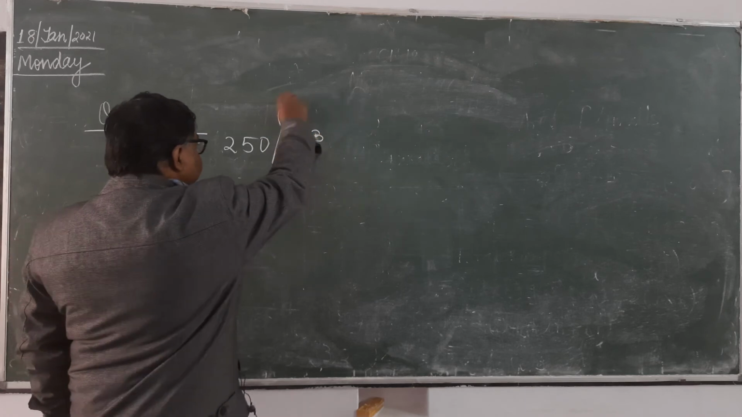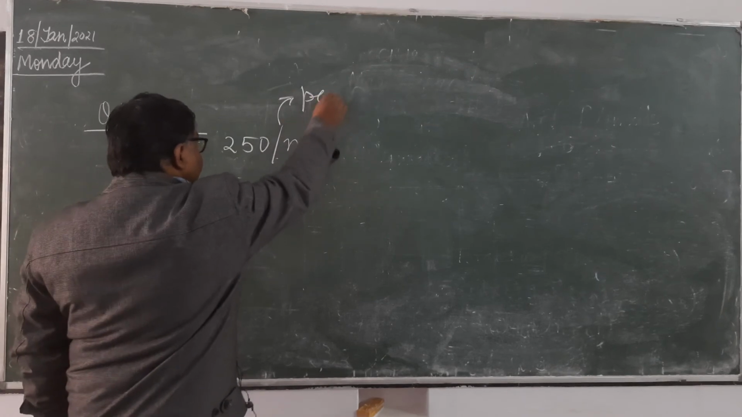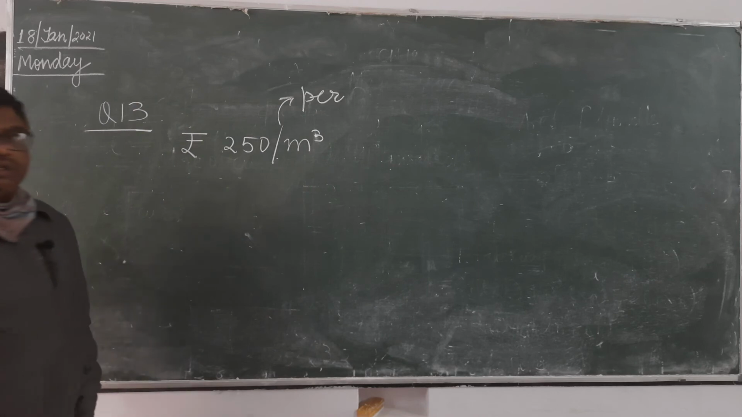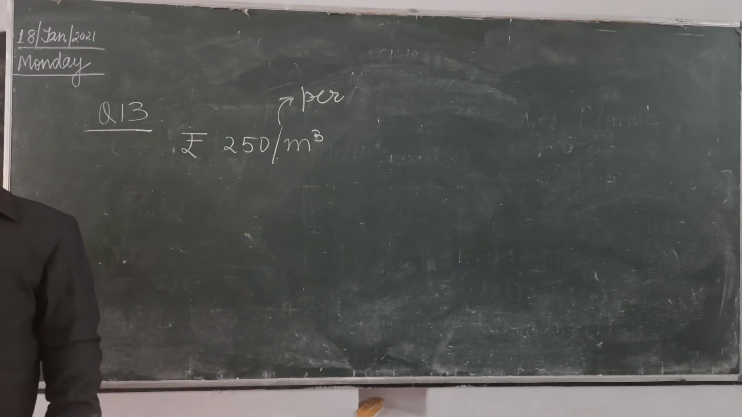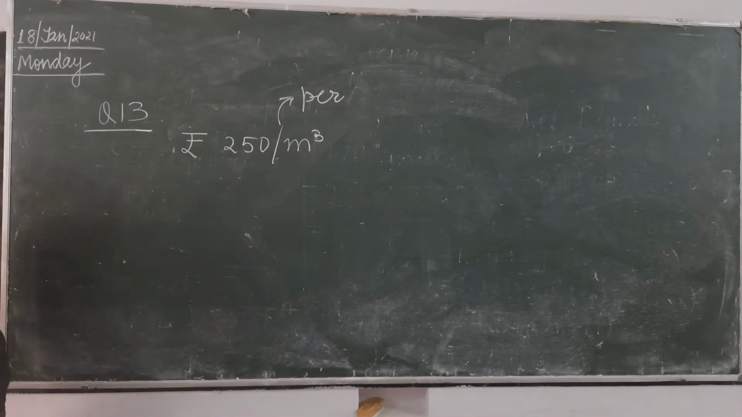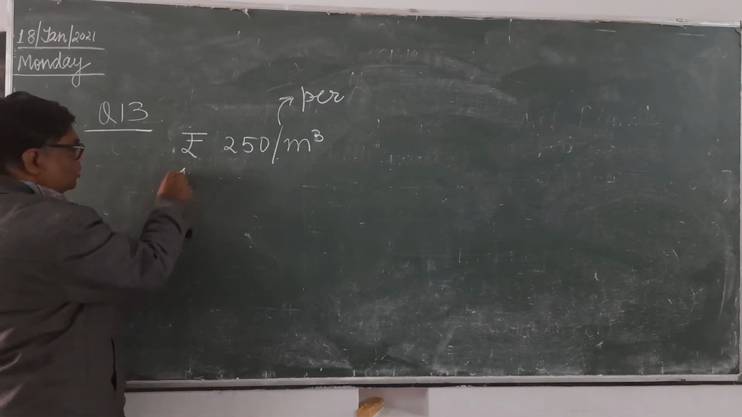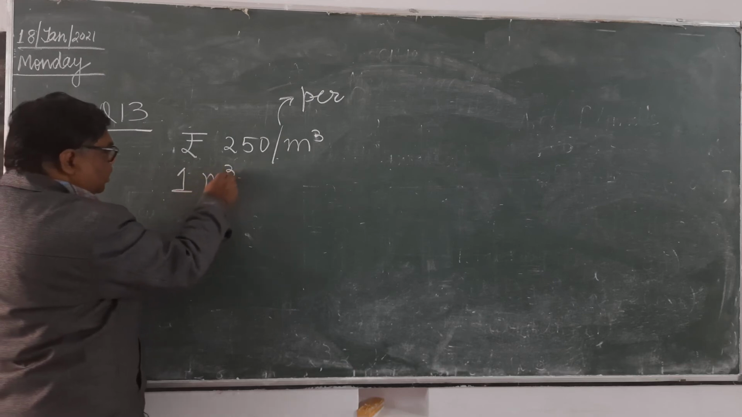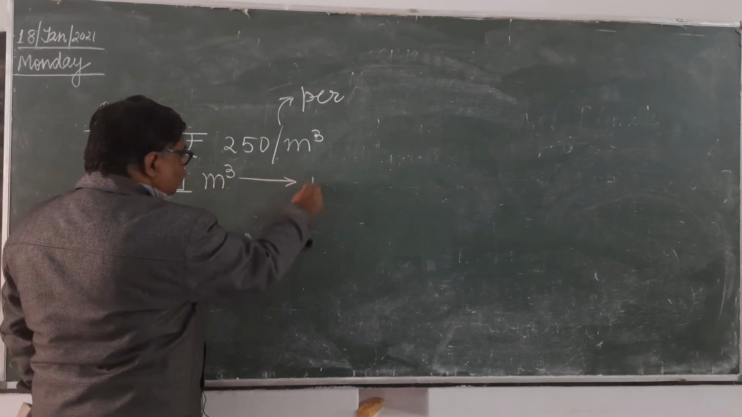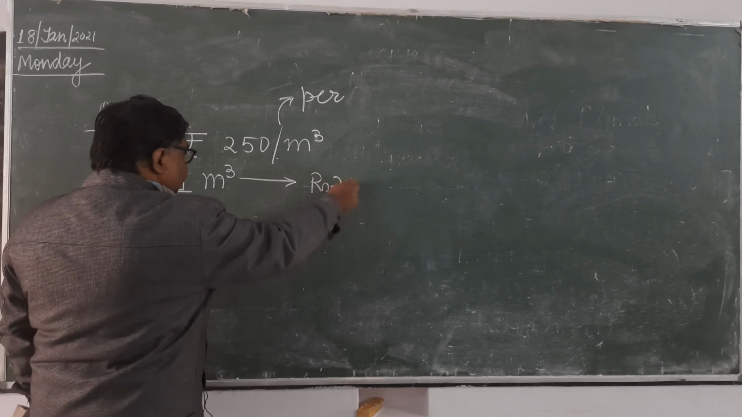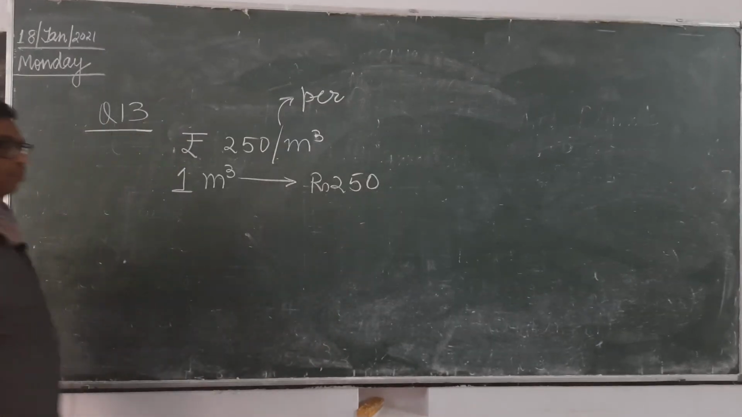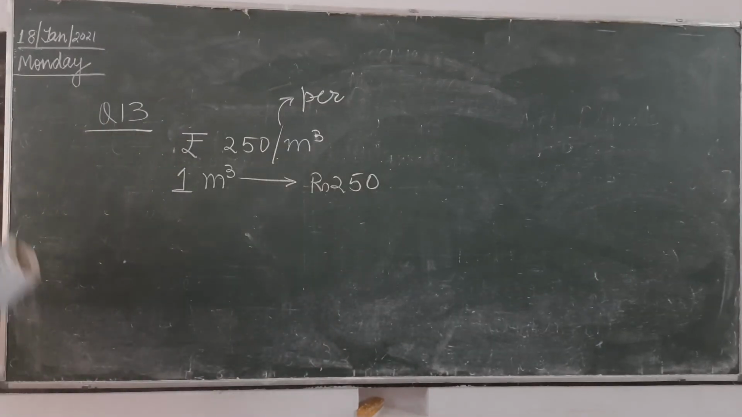This line means, what do we read it as? Per meter cube. Now what is its meaning? Yes, you. Rupees 250 per meter cube. What does it mean? Per meter cube cost is 250. Means what is the cost of 1 meter cube wood? It is rupees 250. Cost of 1 meter cube wood is rupees 250.